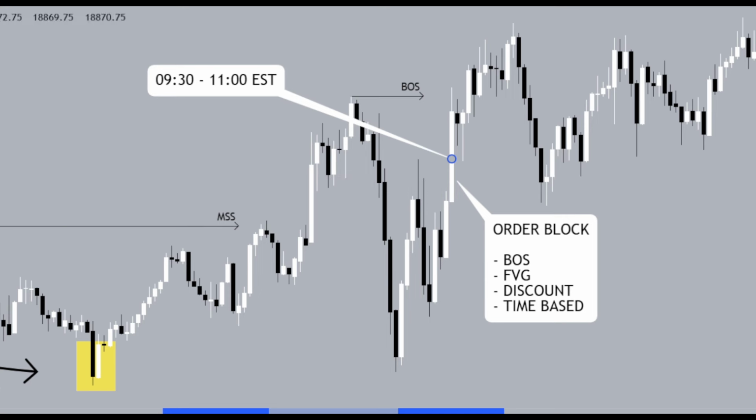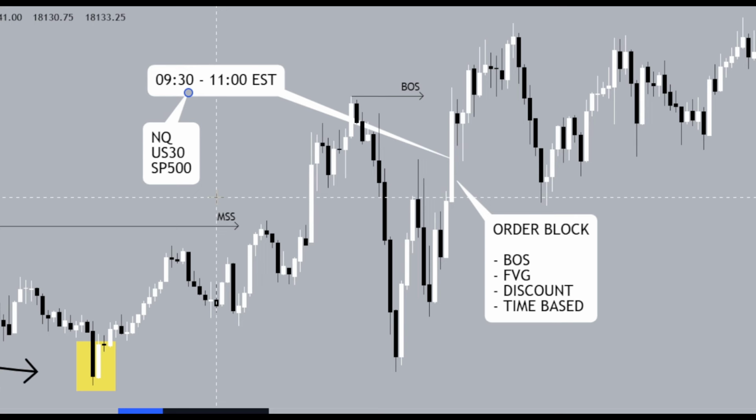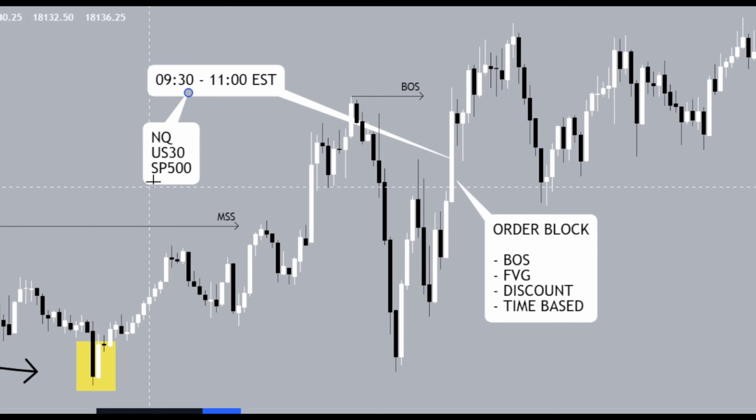Let's even label this so people understand. This is for NQ or NASDAQ. This is for US 30. This is for the S&P 500 or ES. All the indices and futures follow the same time. If you can look for an order block in line with the higher time frame from 9:30 a.m. to 11 a.m. Eastern Standard Time, you are golden.